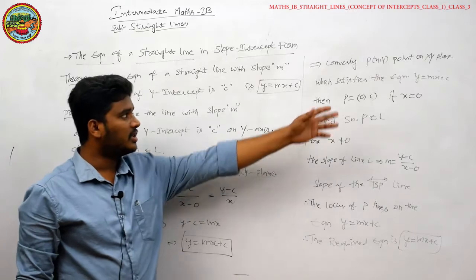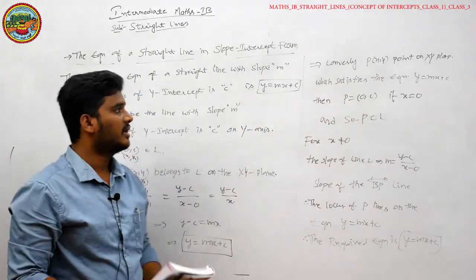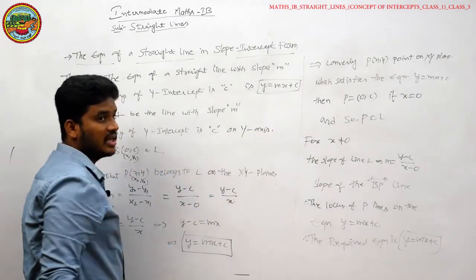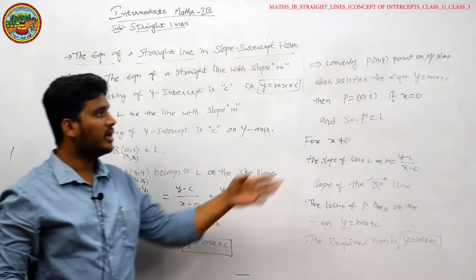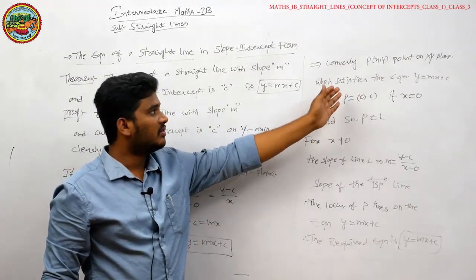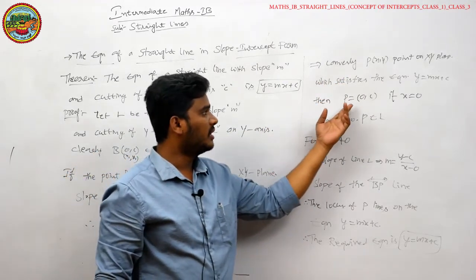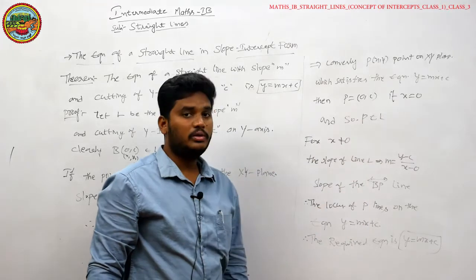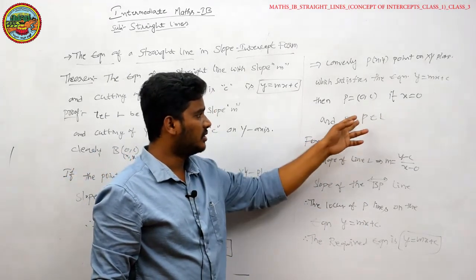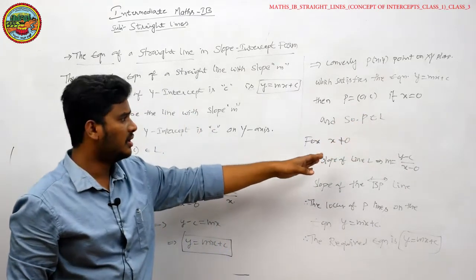Conversely, the point P of x comma y is any point on the plane, and it satisfies the equation y is equal to mx plus c, which is the line equation. We have to prove that this is the required line equation on which the locus of P lies. Therefore if the point P is 0 comma c and x is equal to 0, then P belongs to L, which means the point P lies on L.